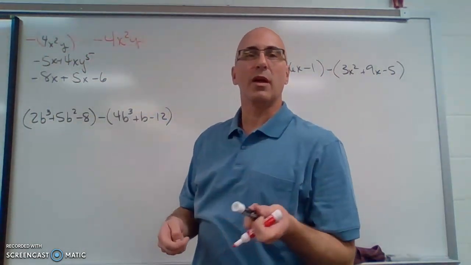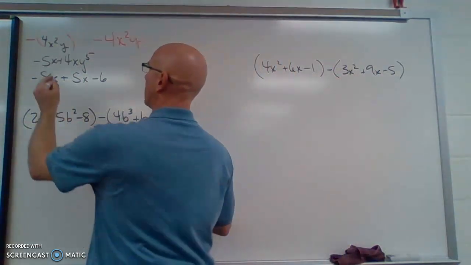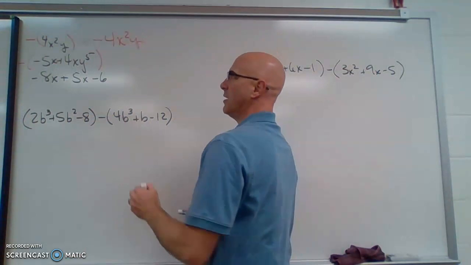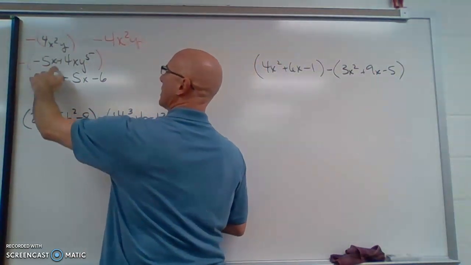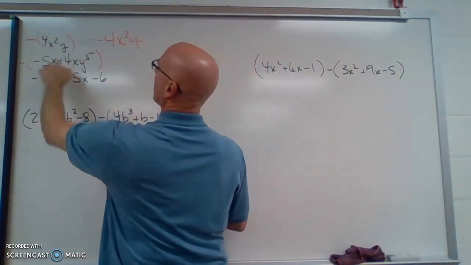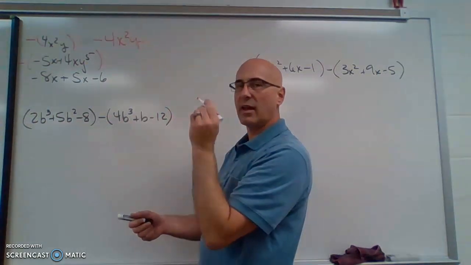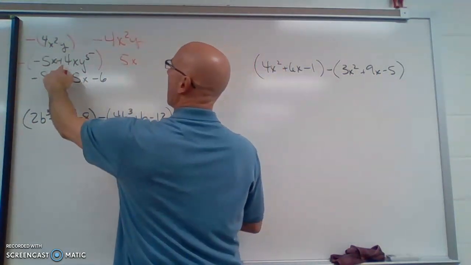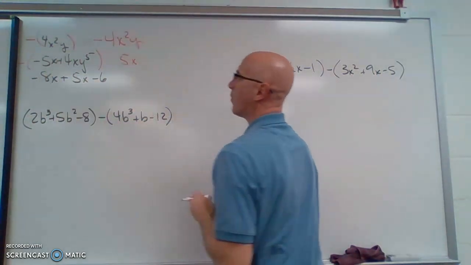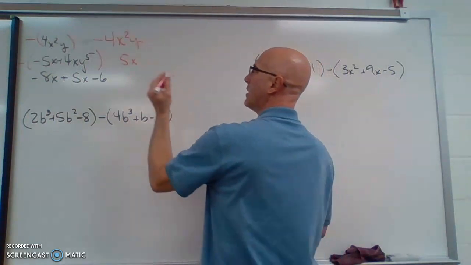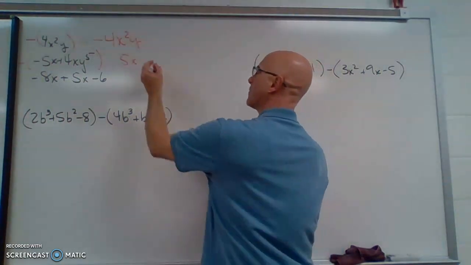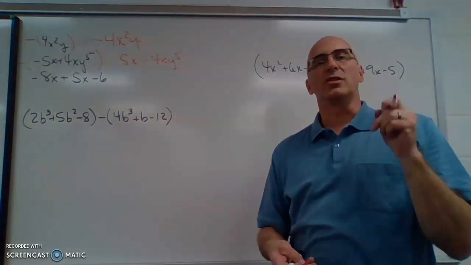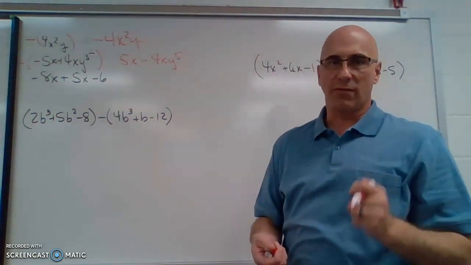Now we can do the same thing with a polynomial. In this case, a binomial, I want to take the opposite of that. So what I'm going to do is take the opposite of negative 5x. The opposite of negative 5 is 5. So I have 5x. I have positive 4xy to the 5th. The opposite of positive 4 is negative 4. So the only thing that changes is the sign of the coefficient.